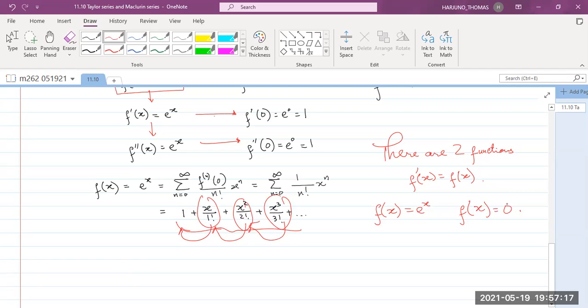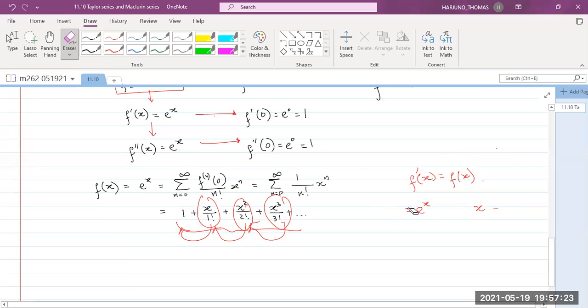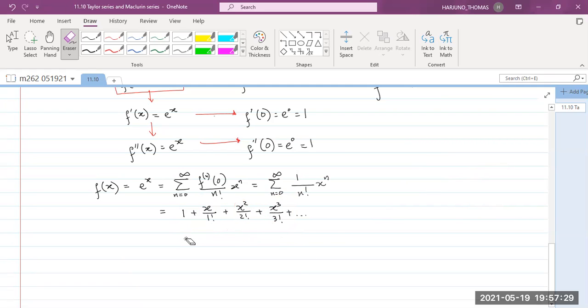Okay, those are two functions whose derivative is itself. Well, anyway, how do we find the radius of convergence? We apply the ratio test.